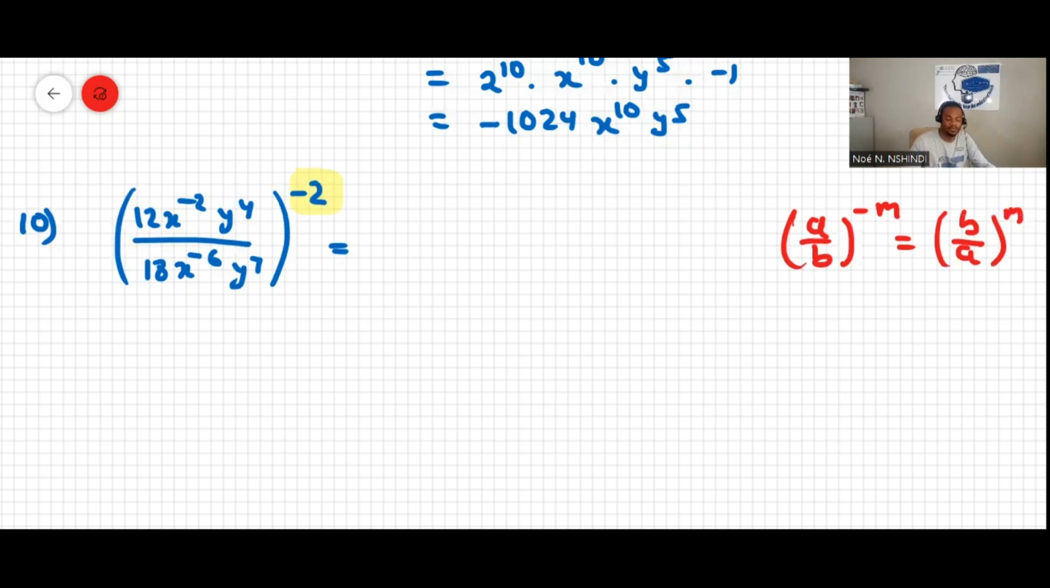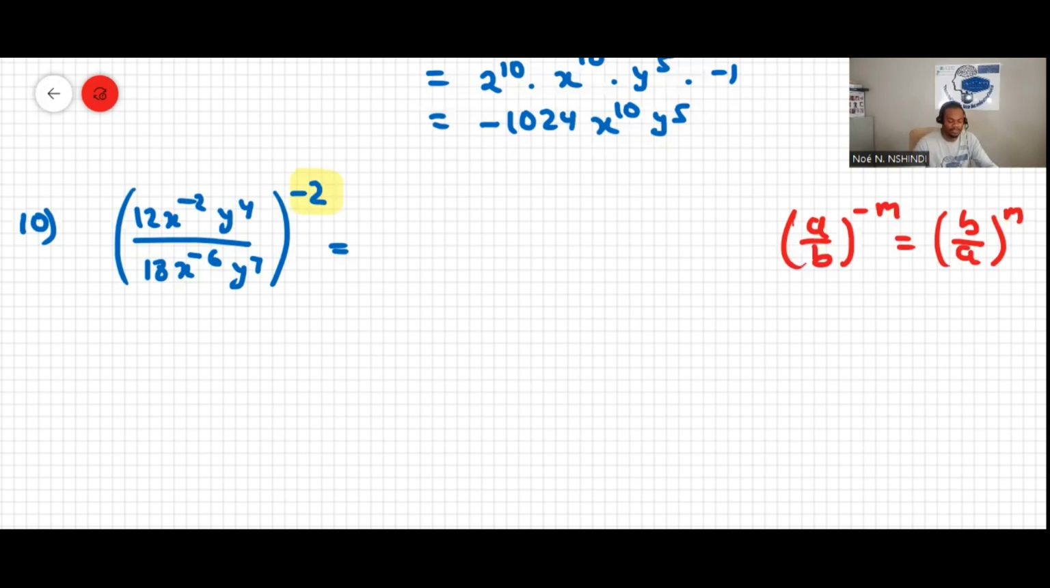We can apply that law. But before doing that, I prefer to solve what is within the fraction, and then I can apply this law afterward. Or we can start by applying that law and then simplify what's in the bracket. But I prefer to simplify first what is within the bracket, then we can do that property.